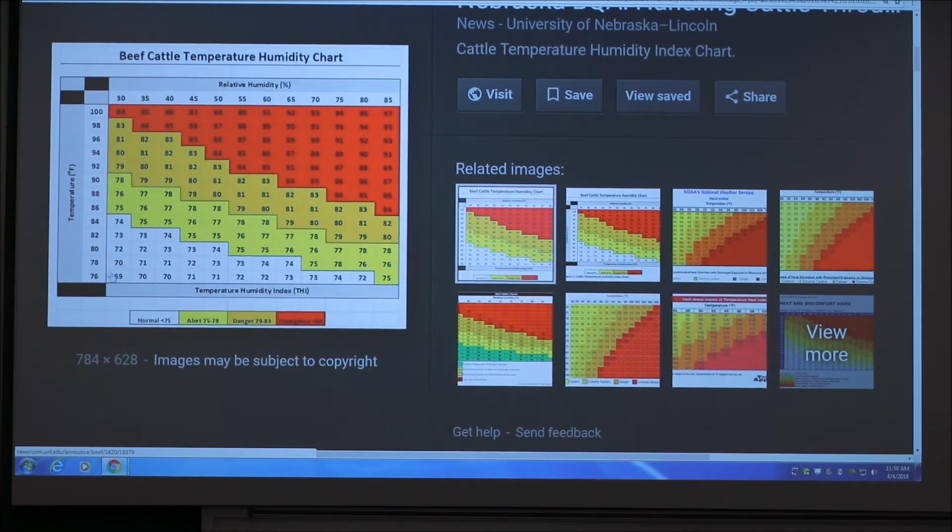So down here, white means not a problem, won't be heat stressed. Yellow means there's an alert. Be careful because now the temperature's gone up, and then as the humidity increases, it's a factor. And then danger is here, and then emergency in this zone. So it's 100 degrees out, and even on a relatively low humidity, it's a terrible time to move cattle or any animals. That happens to be for beef cattle, but it's the temperature humidity index.